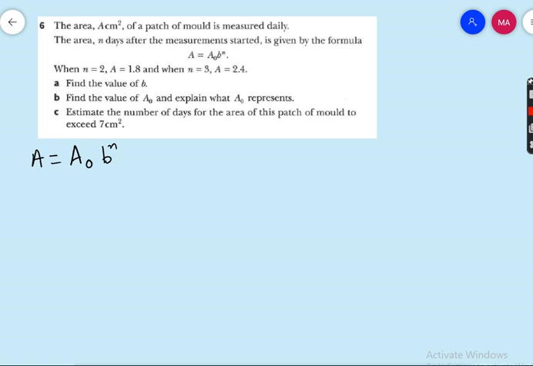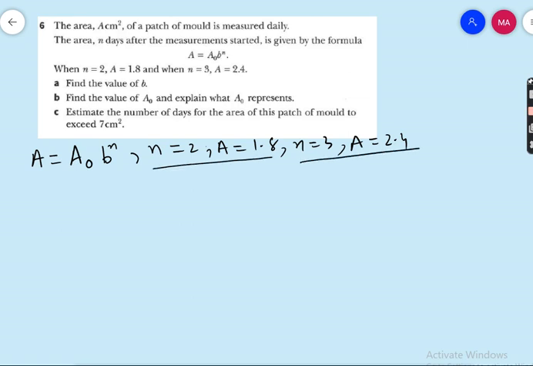When n is equal to 2, A is equal to 1.8, and when n is equal to 3, A is equal to 2.4. So there are two values of n and two values of A. What is the question in part A? Find the value of b. Very easy.